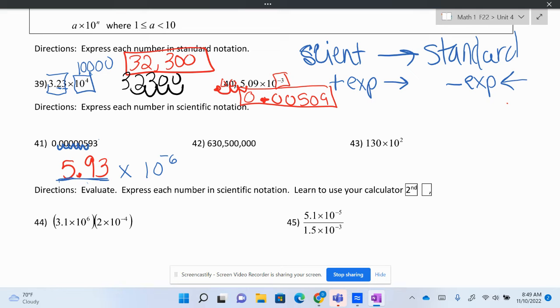Let's look at number 42. The scientific number, the A, the constant out front, can only have one number to the left of the decimal. So I have to put a decimal right there. So that's going to be 6.305. Drop off all those zeros. Okay. Let's count how many times I moved the decimal. 1, 2, 3, 4, 5, 6, 7, 8, times 10 to the 8th. Is the original number, the standard form, bigger than the scientific number or smaller? Bigger. That's why that exponent is positive. So I'm going to make this number bigger.